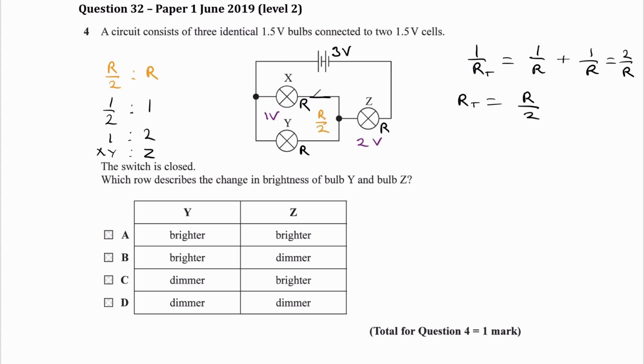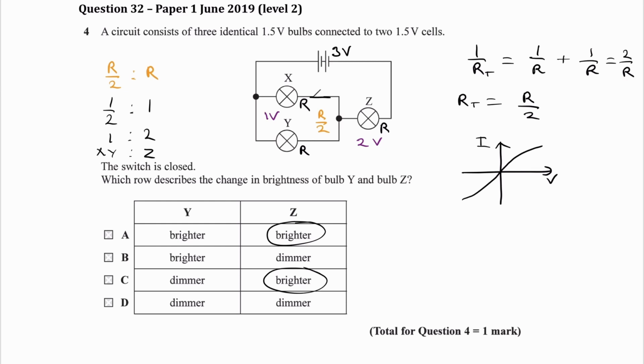If Z gets more voltage, that means it gets more power. If we think about an IV characteristic for a bulb, that looks like this. So as the voltage increases, the current increases, although at an ever decreasing rate, but it still increases. And so if the voltage and current increase, power increases. Z now has more voltage, it therefore gets more power, it is therefore brighter.